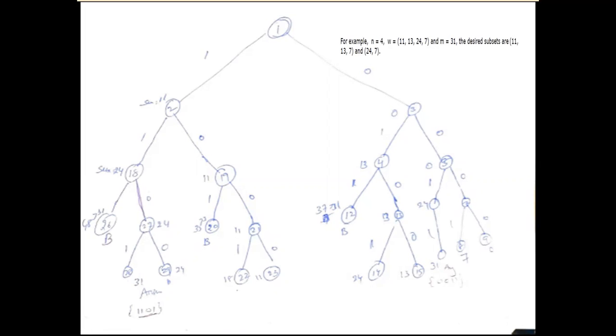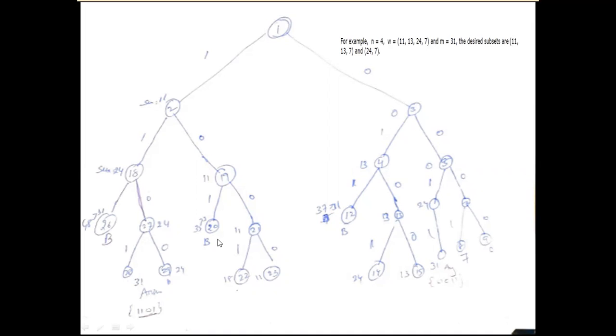The 21st node generates a child, the 22nd node, which means including the first element and fourth element in the sum. So 11 plus 7 is 18. 18 is less than 31, so it does not satisfy the criteria function. The 21st node generates another child, the 23rd node. The 23rd node represents the fourth element not included in the sum. So only the first element is included.